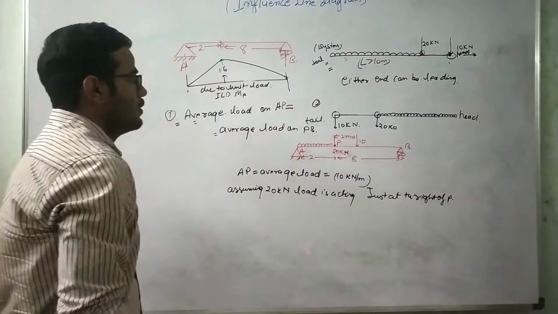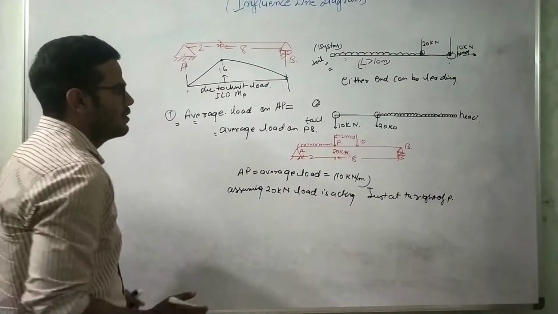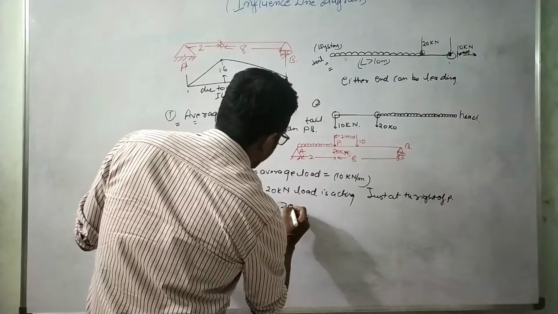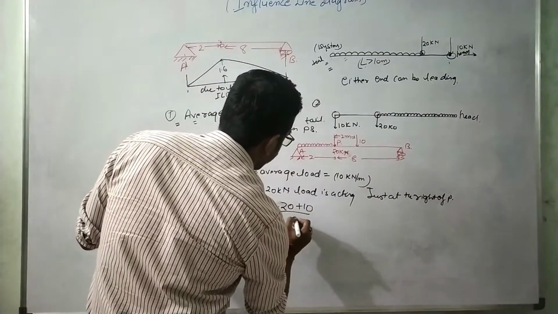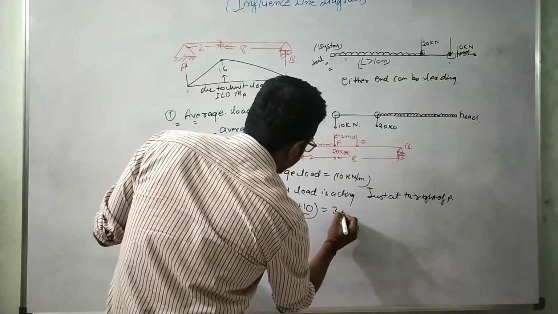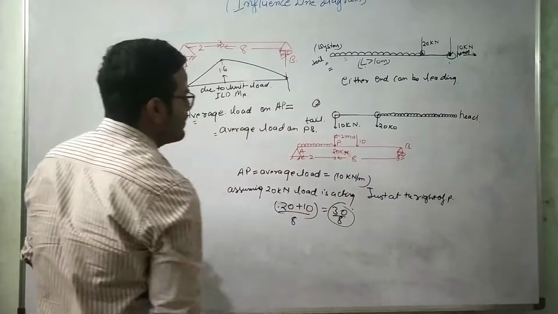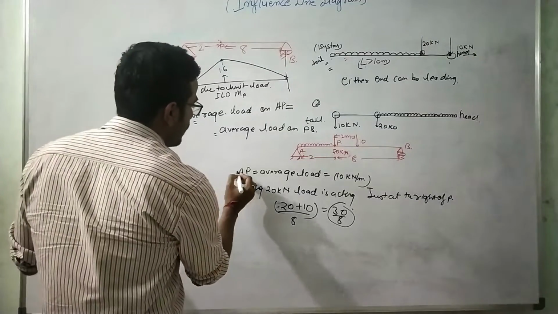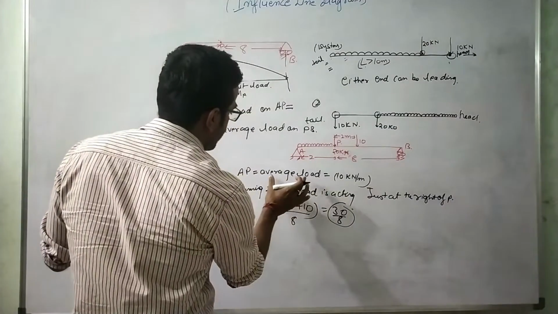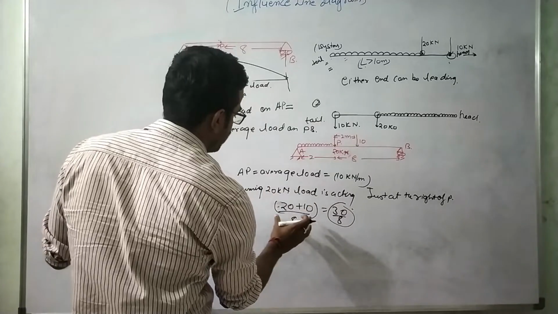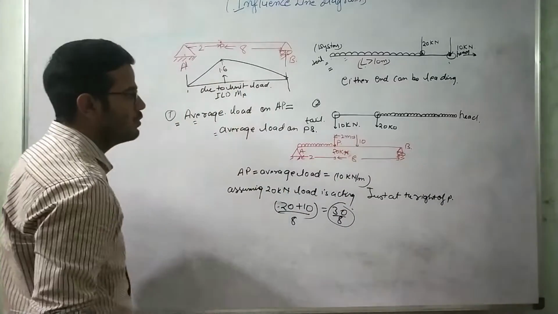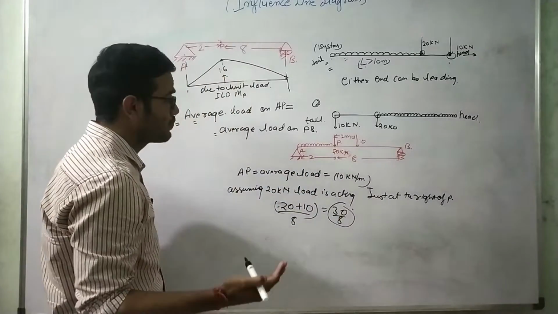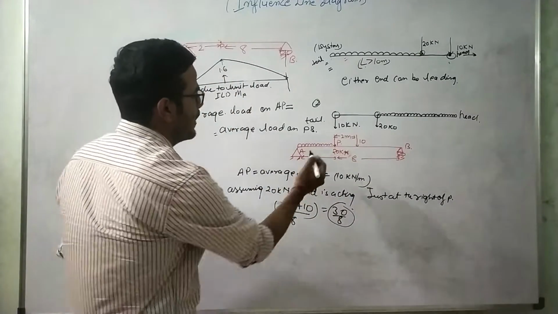So when this condition happens, the average load will be nothing but 20 plus 10 kilonewton divided by 8 meter, and this value comes out to be 30 divided by 8. So you can see that from this combination of load, the average load on this portion and the average load on this portion are not equal. So for this load combination we won't get a maximum moment at point P.